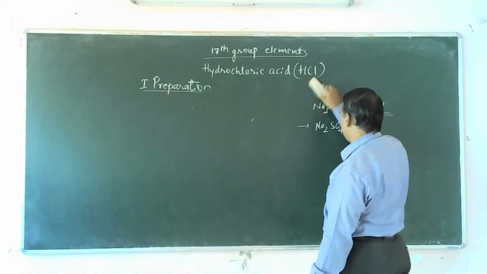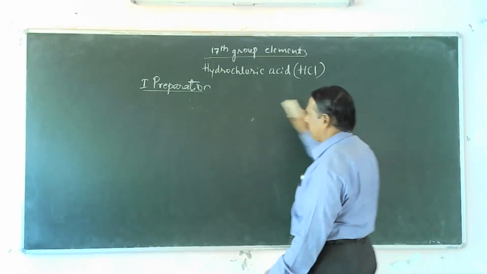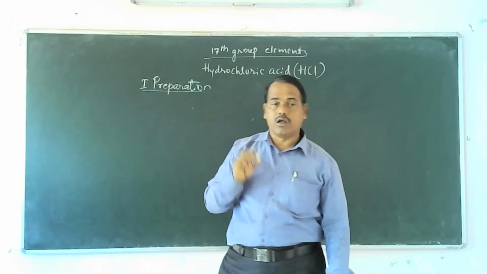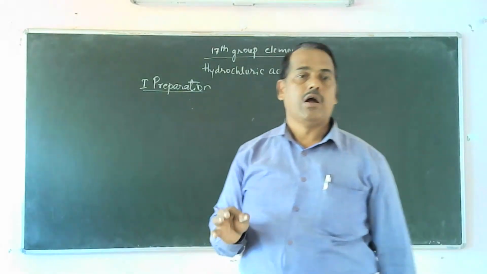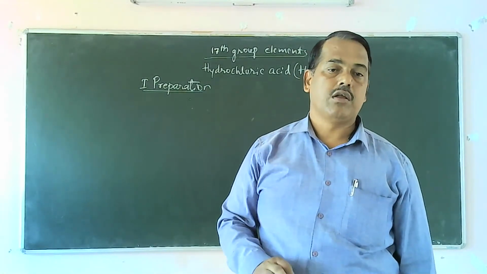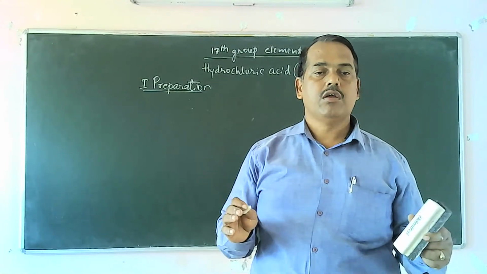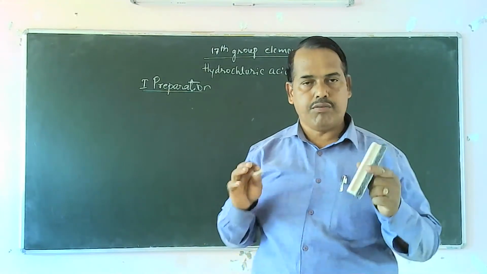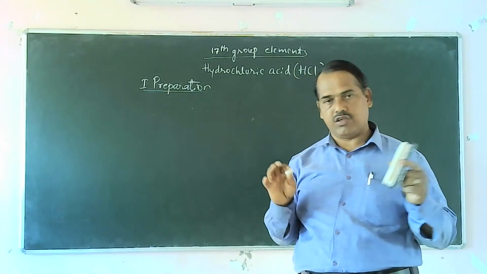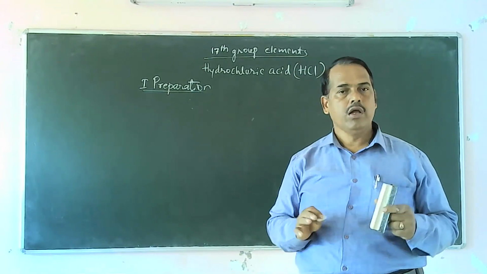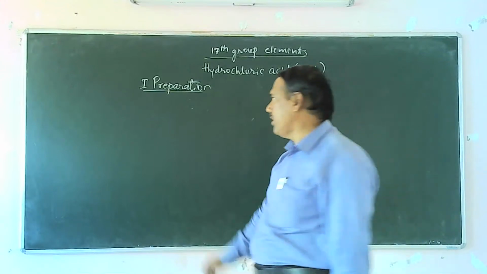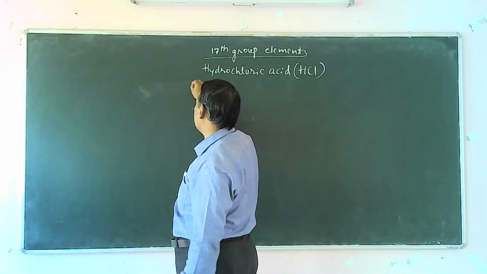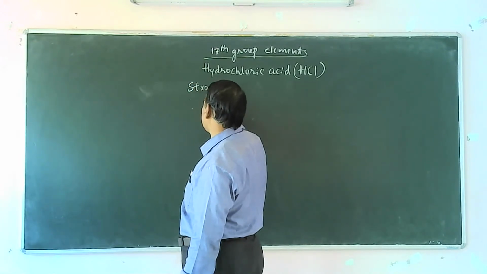Its physical properties are: it is a colorless gas, and in a liquid state, it is called hydrochloric acid. In the laboratory, we will find a solution of HCl gas. It is highly soluble in water. So it is a strong acid. We should study why it is a strong acid.